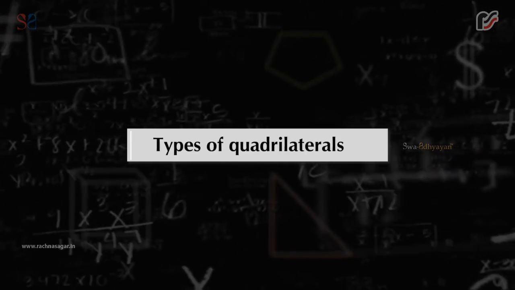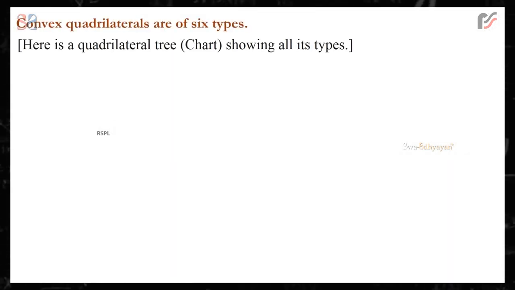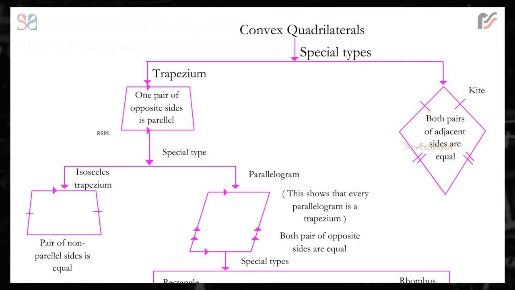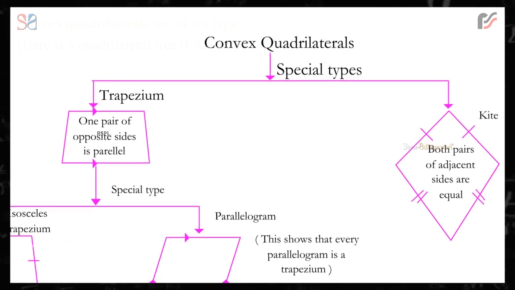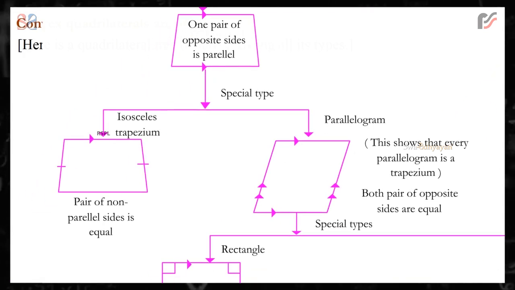Types of quadrilaterals. Convex quadrilaterals are of 6 types. Here is a quadrilateral tree chart showing all its types. Convex quadrilaterals. Special types: trapezium, kite. Trapezium: one pair of opposite sides is parallel. Special types: isosceles trapezium, parallelogram. Isosceles trapezium: pair of non-parallel sides is equal.